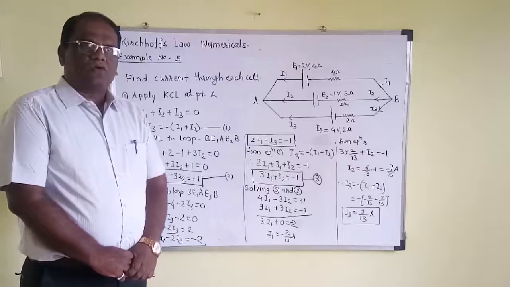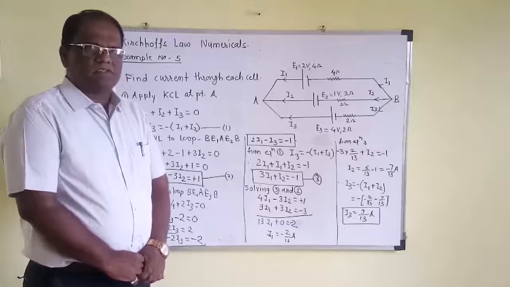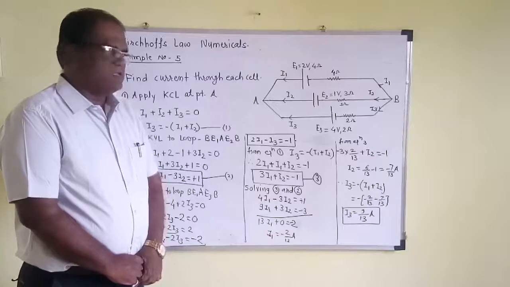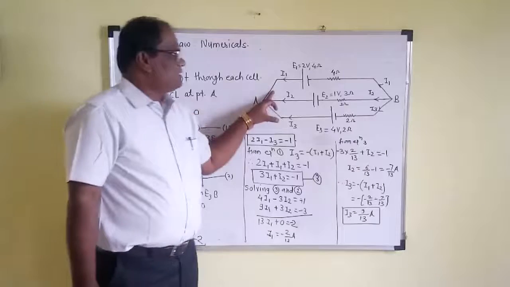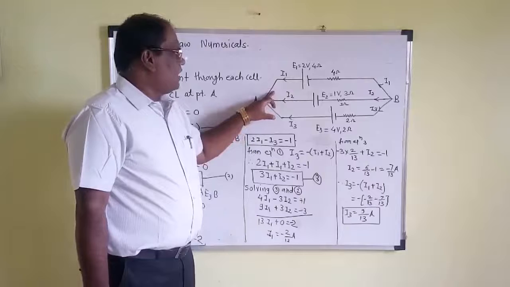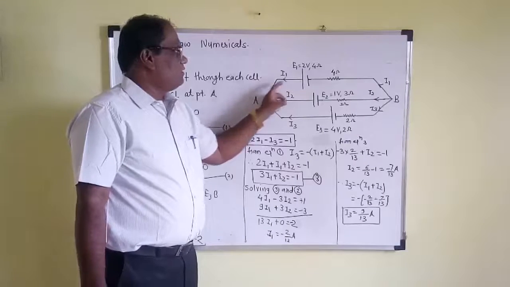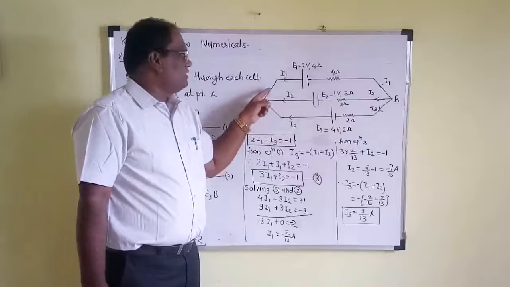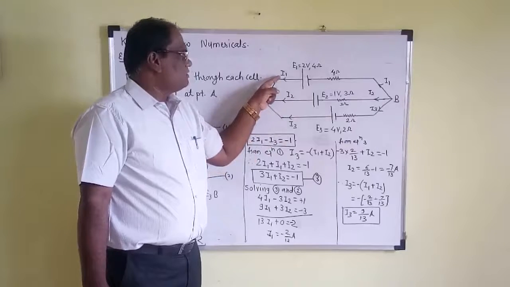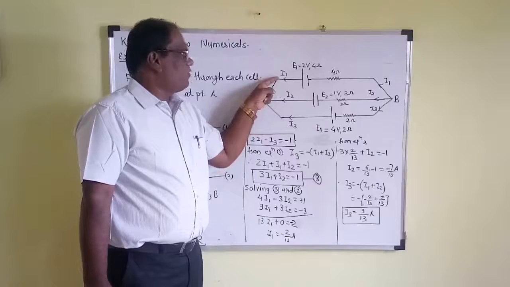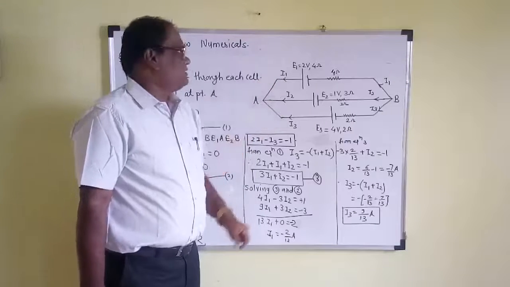Today we are going to solve some more examples on the basis of Kirchhoff's law. See, this is the diagram given to you. Now you have to solve this diagram to determine the current supplied by each cell or the current flowing through each branch.